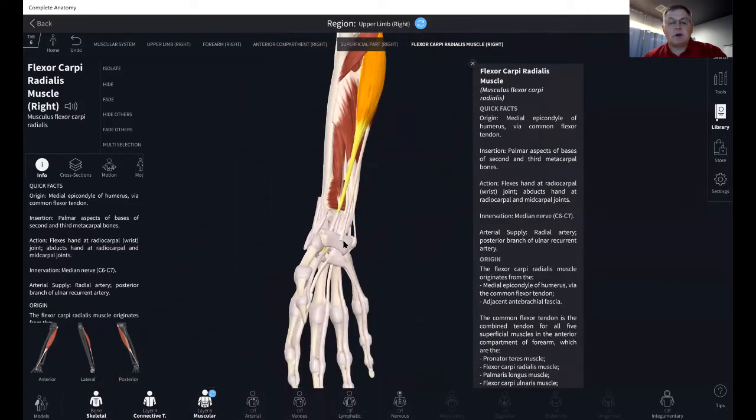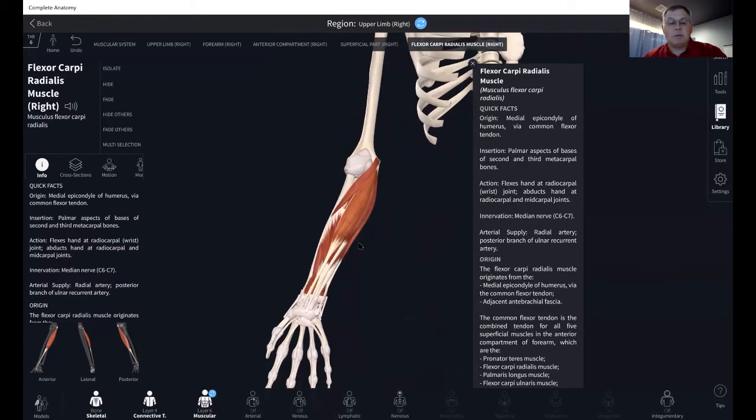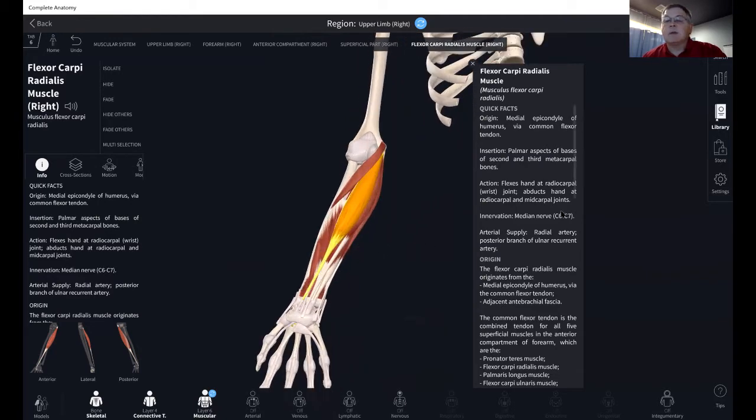So flexor carpi radialis crosses the carpal rows themselves. And then its action is it flexes the hand at the radiocarpal or the wrist joint, and it abducts the hand at the radiocarpal and midcarpal joints. Its innervation is the median nerve.